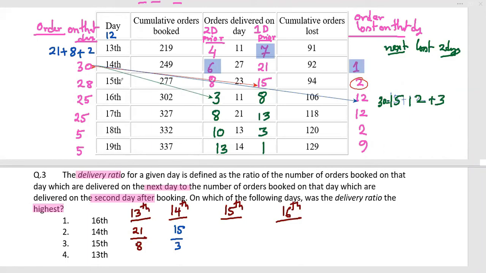15th, the delivery 1 day after is 8 and 2 days after is 8. 8 by 8. 16th, that would be delivered in the next day 13 by 10.